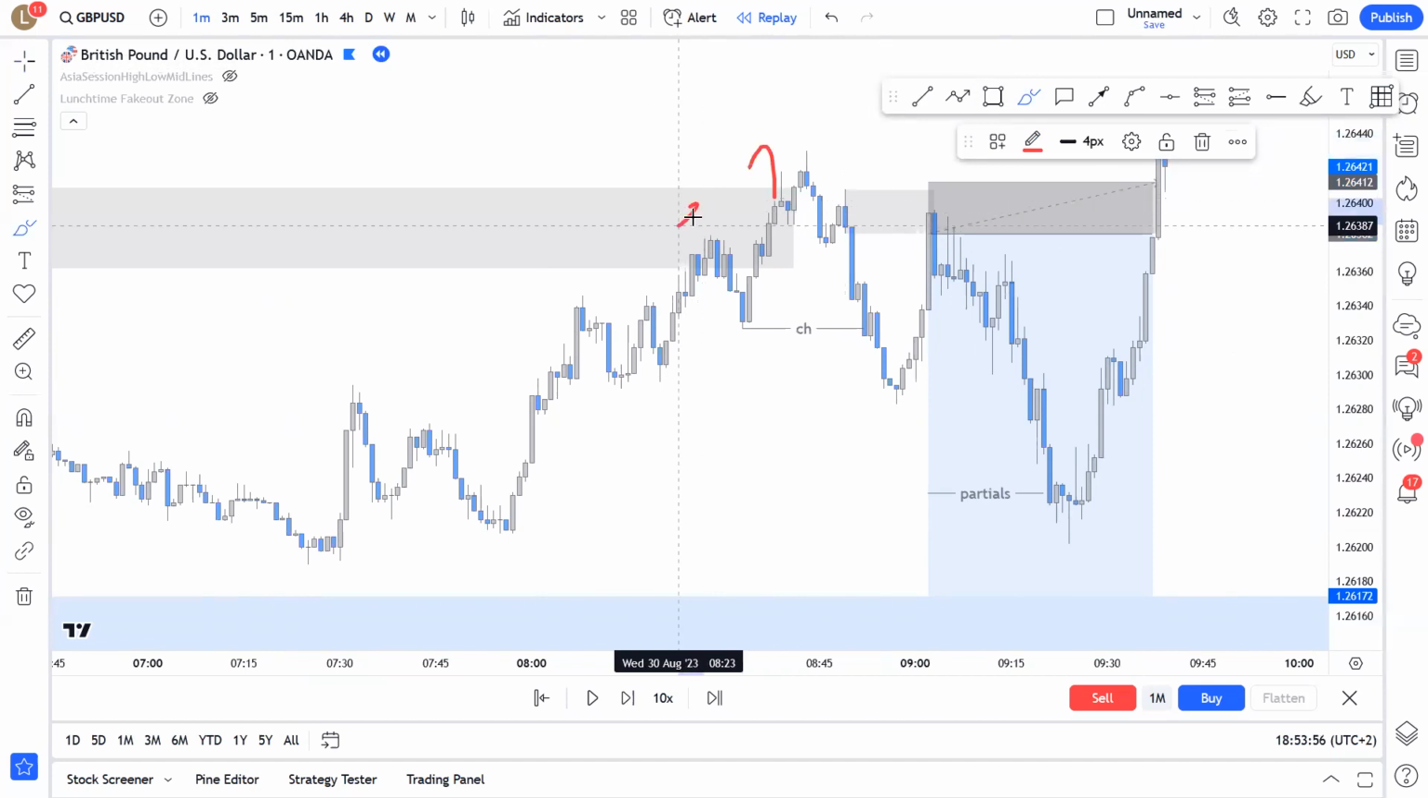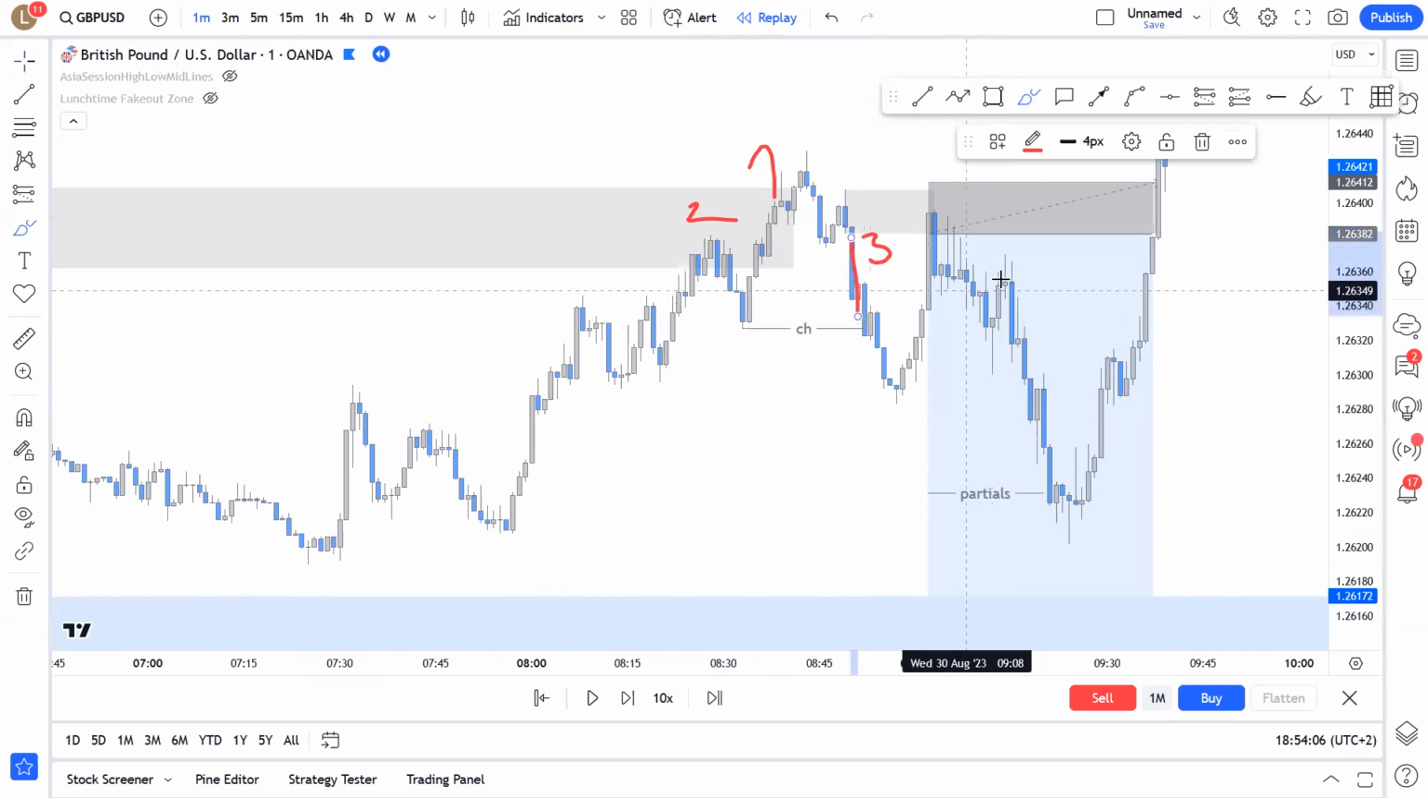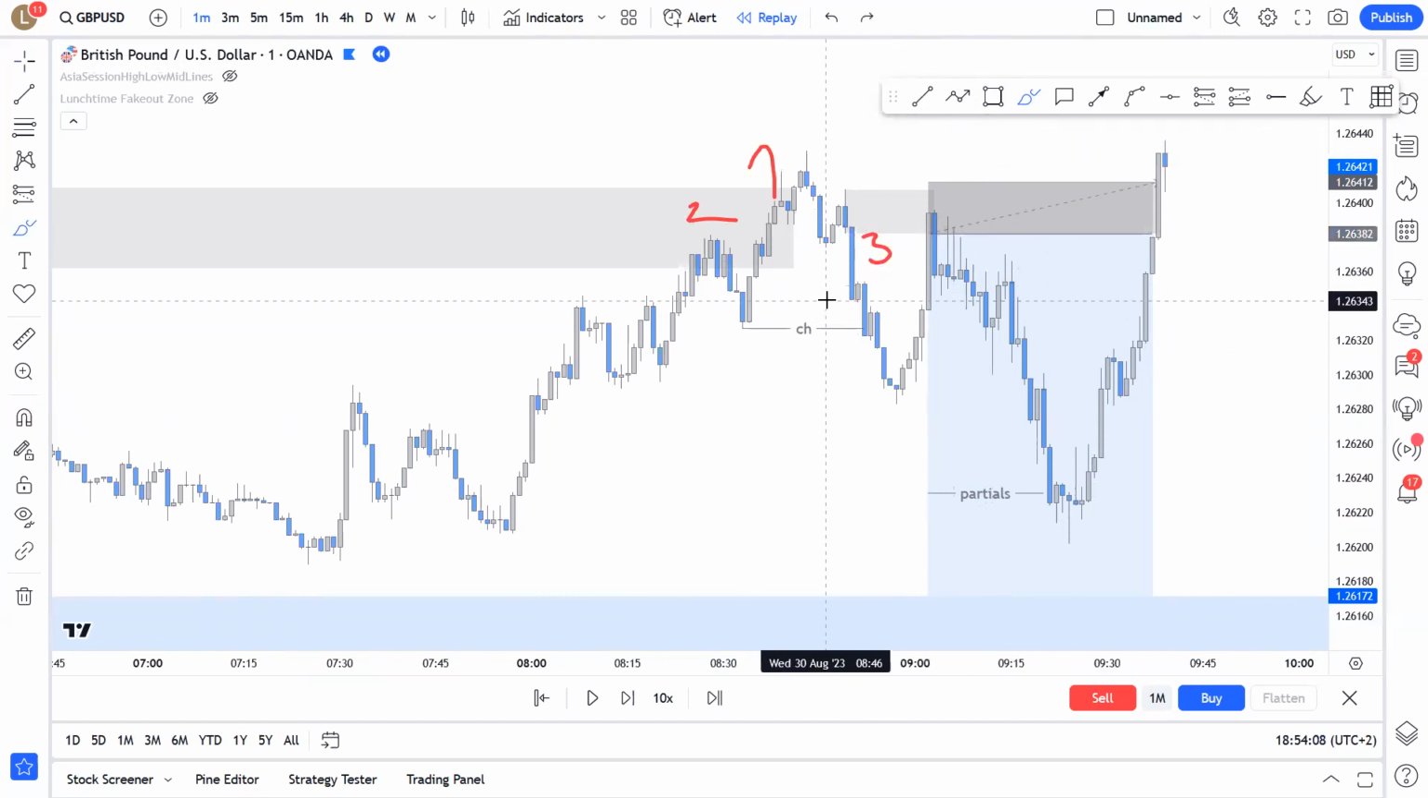Second criteria, obviously higher time frame mitigation. Third criteria, the third criteria was inefficiency that has been started from the supply region, perfect inefficiency, perfect volume candle even. Fourth criteria was the pro trend.